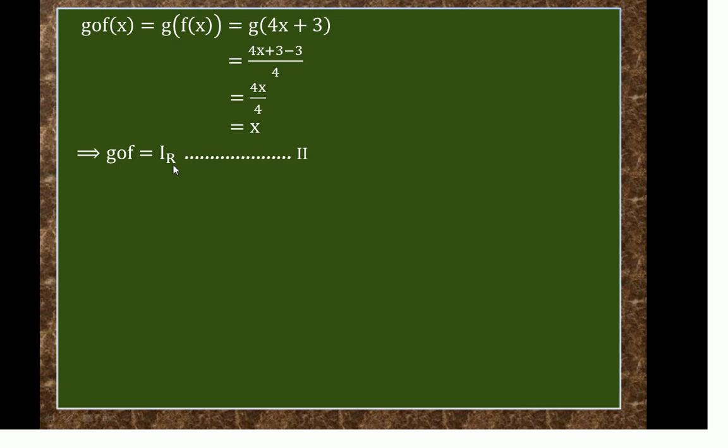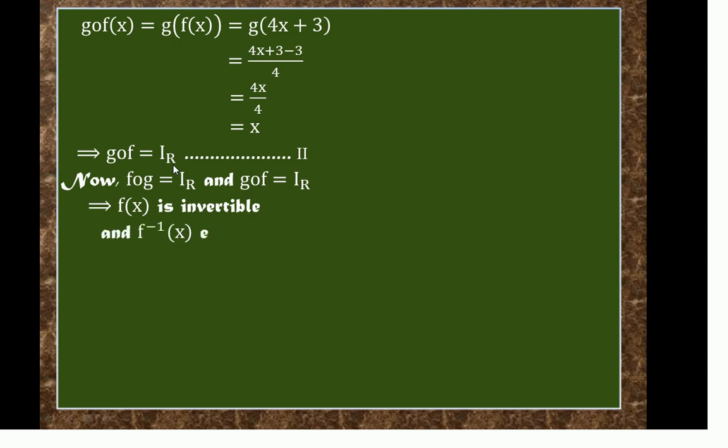From 1 and 2 we conclude that both f of g and g of f are identity functions. That means when they are identity functions, they form inverses of each other. That is, f of x is invertible, and f inverse of x exists with f inverse of x equal to g of x equal to x minus 3 by 4.